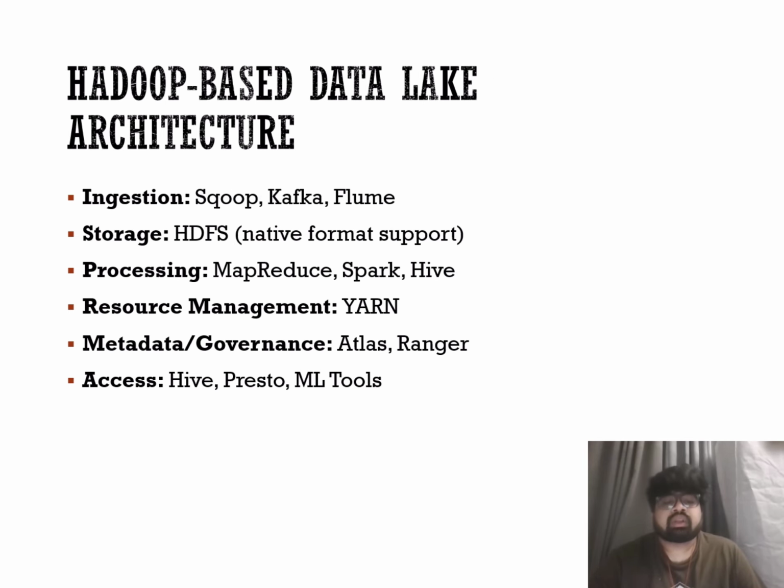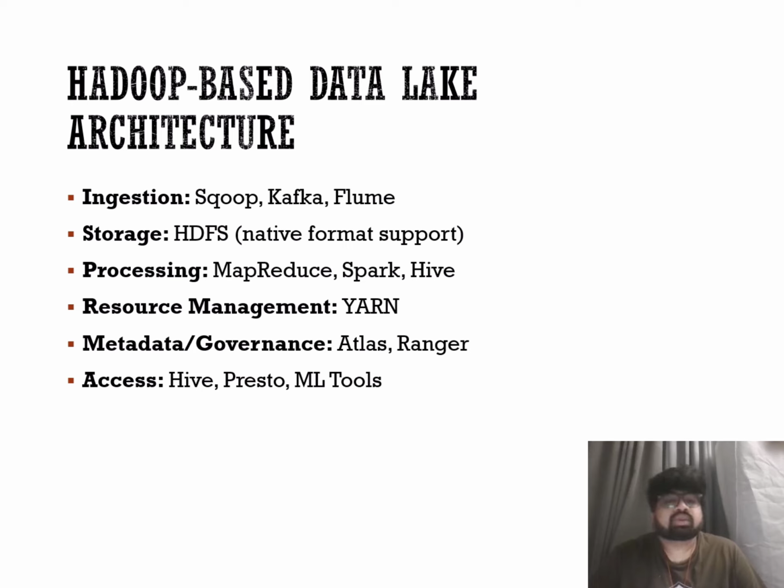Slide 4. Now let's walk through the complete architecture of a Hadoop-based data lake, which includes 6 key layers. Number 1. Ingestion layer. Tools like Sqoop, Flume, and Kafka are used to bring in the data from multiple sources such as relational databases, IoT devices, social media, and logs. Number 2. Storage layer. HDFS stores a large volume of structured, semi-structured, and unstructured data with redundancy and fault tolerance.